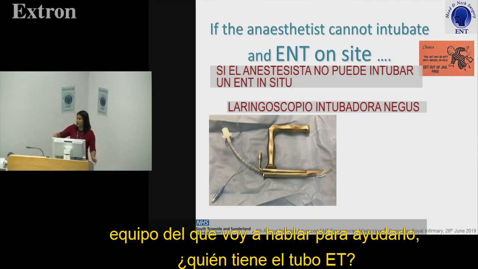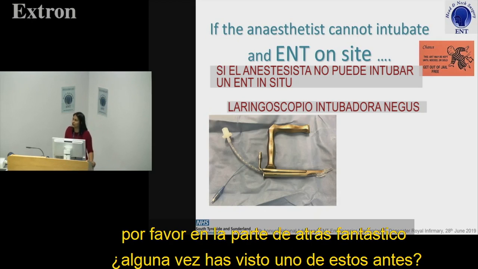So, who's got the ET tube, please? At the back, fantastic. Have you ever seen one of these before?